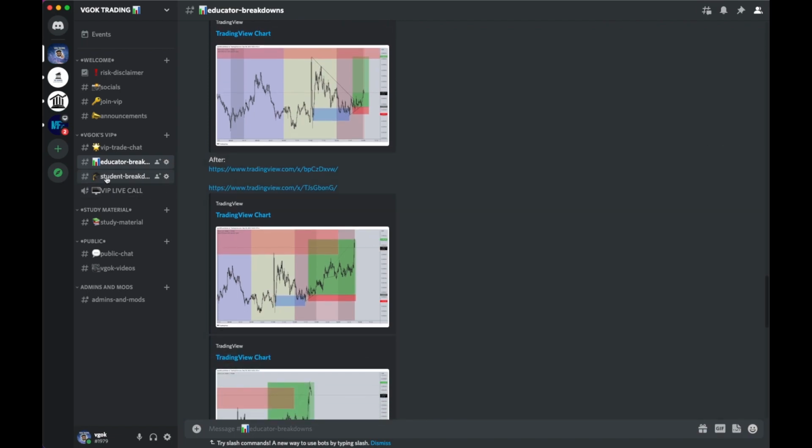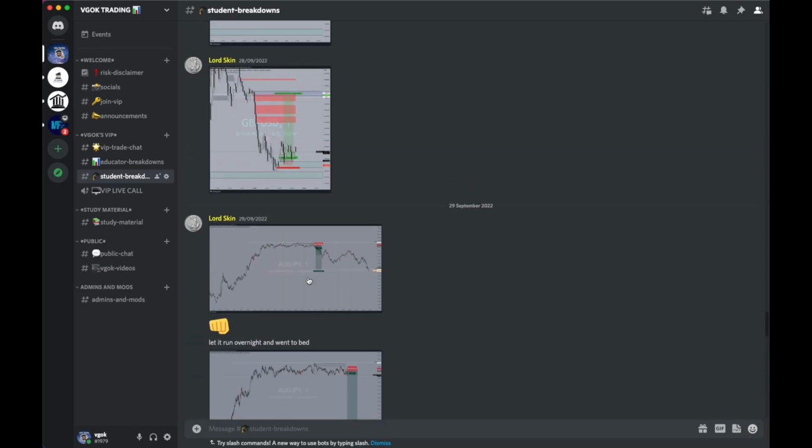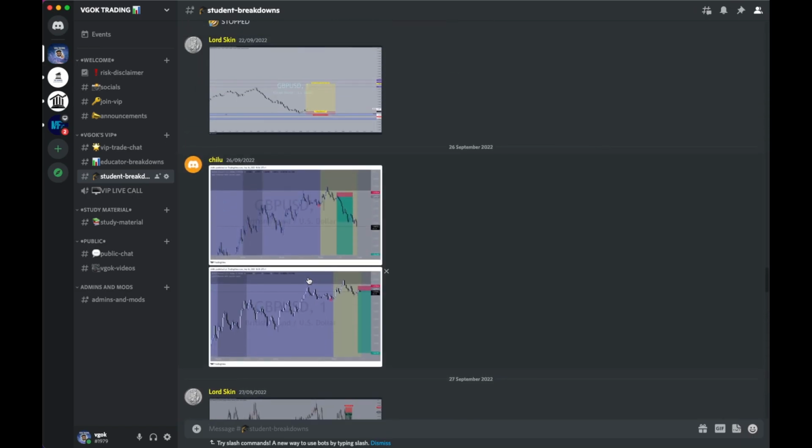And also the students themselves post a lot of trades as well. So you can see here, took that same GBP USD sell trade here, and as you can see, there's so many examples which they've gone through, that we've all gone through together and been able to capitalize on together as well.